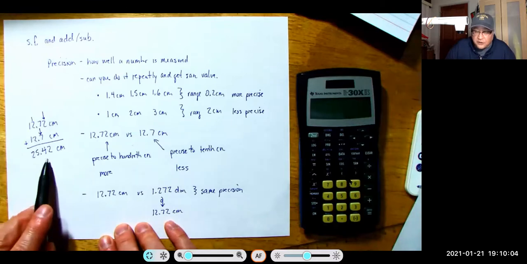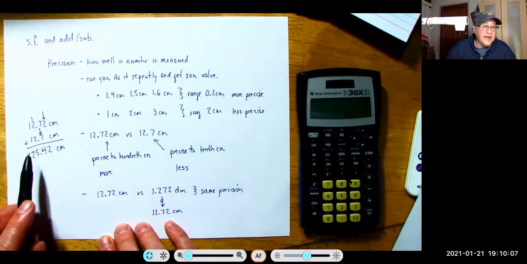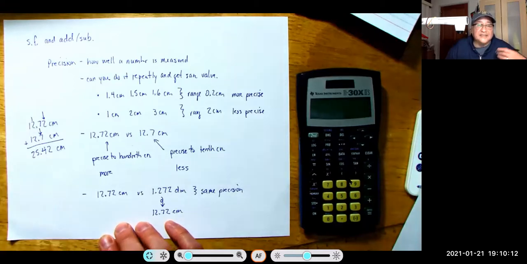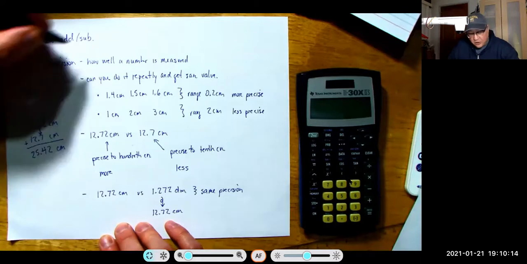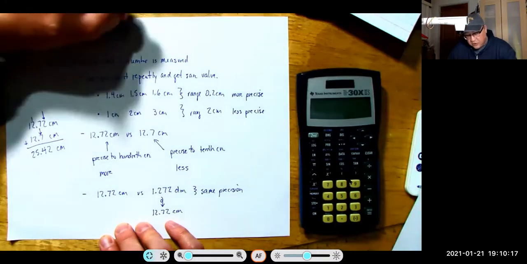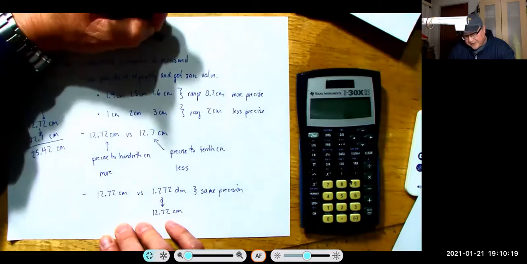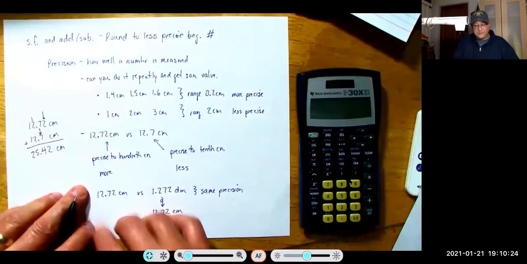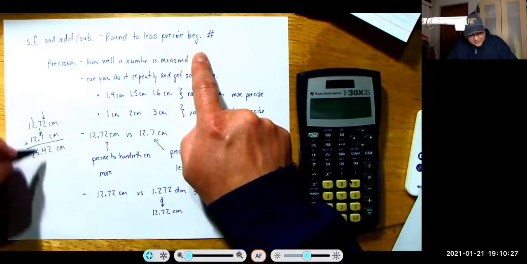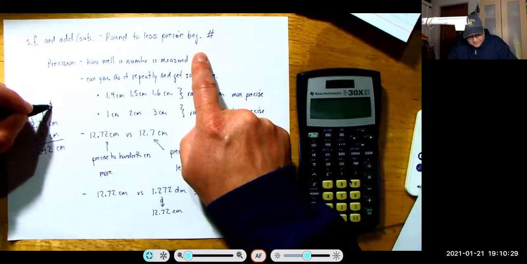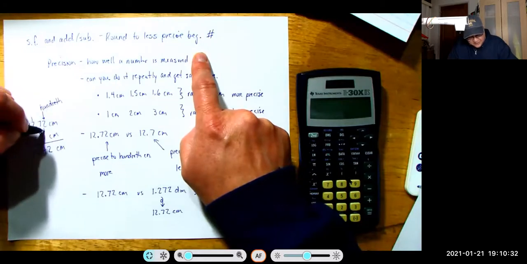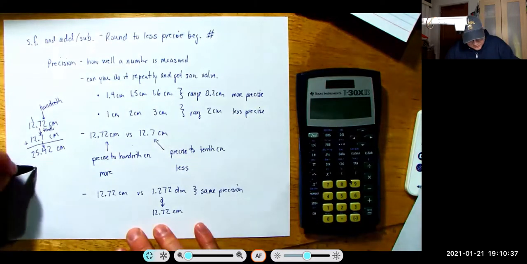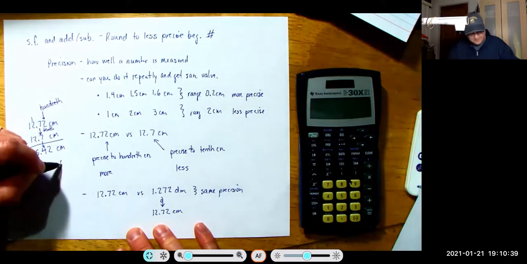Where do we round this one to? The 100th or the 10th? And the answer is, when we add these together, we round to the place that is least precise. So round to the less precise beginning number. So here, this is the 100th. This is the 10th. So we're going to round this one to the 10th because it's less precise. So this becomes 25.4 centimeters.